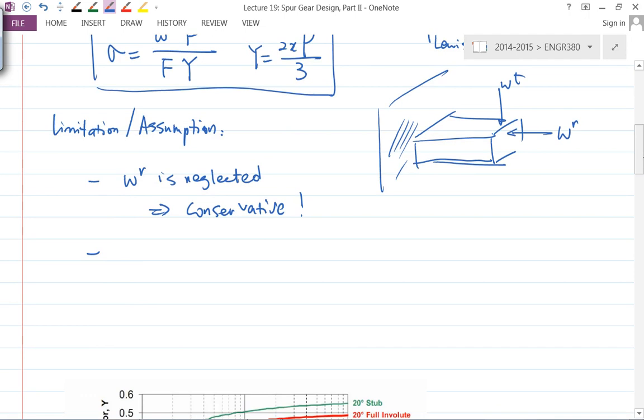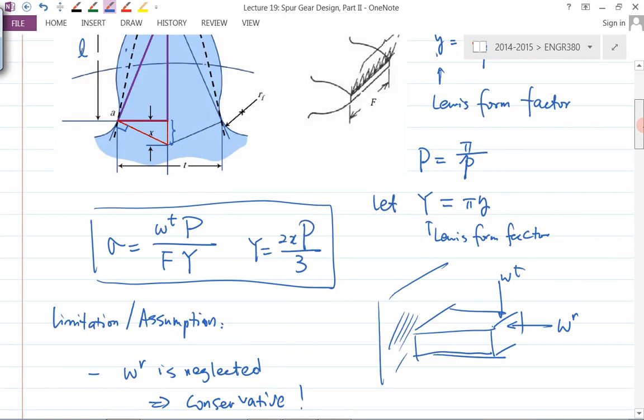As a matter of fact, he discovered this formula in 1892. And guess what? In 1892, nobody knew stress concentration yet. So that's the second limitation. But that's truly a limitation, which is actually why later for the AGMA equation we're going to have to compensate for this limitation.